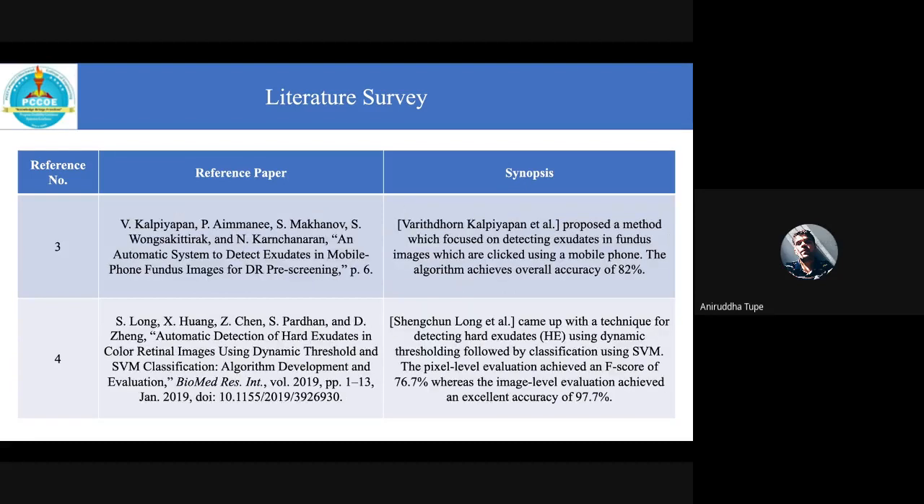Next slide, please. The third paper that we reviewed was by Kalpiappan and others. It proposed a method which focused on detecting exudates in fundus images which were clicked using a mobile phone. The fourth paper that we reviewed was by Long and others. It came up with a technique for detecting hard exudates using dynamic thresholding, followed by classification using support vector machine.